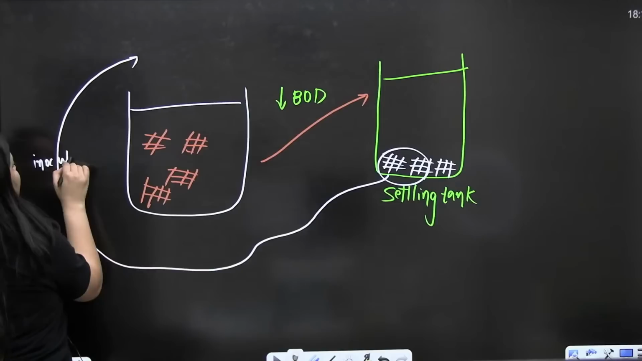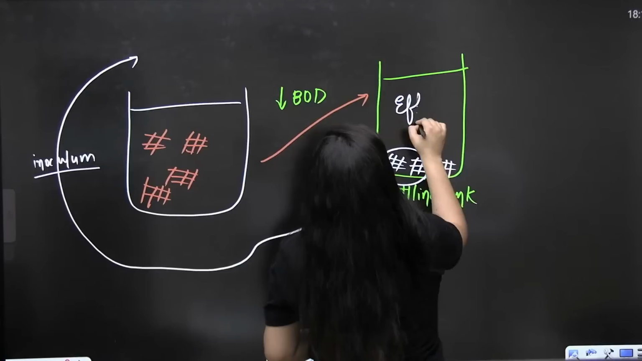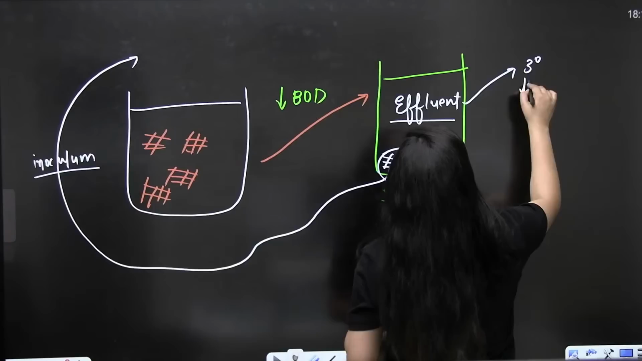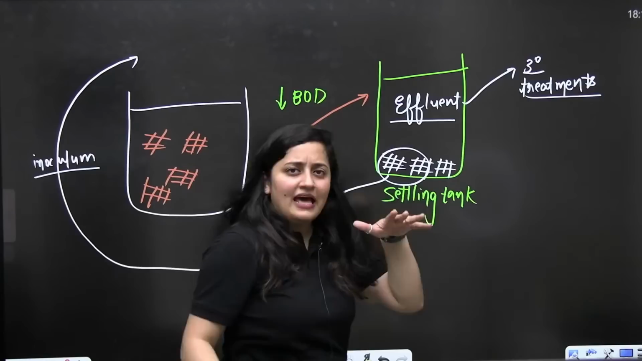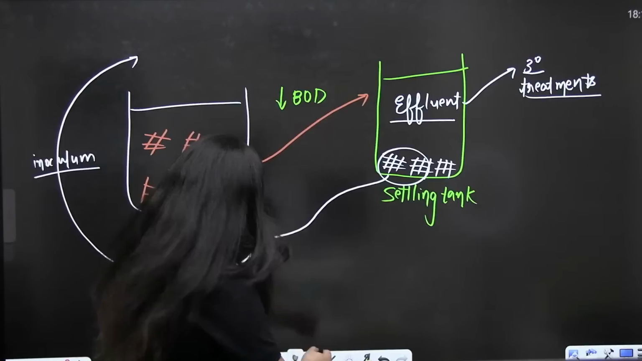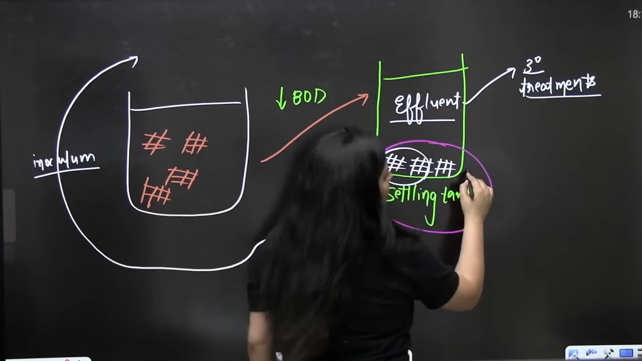Now from the settling tank, bachche, this effluent we can even take for tertiary treatment. We can put some chemicals in it, or we can directly release it in the rivers or the streams. And whatever is settled down here, we call it activated sludge.